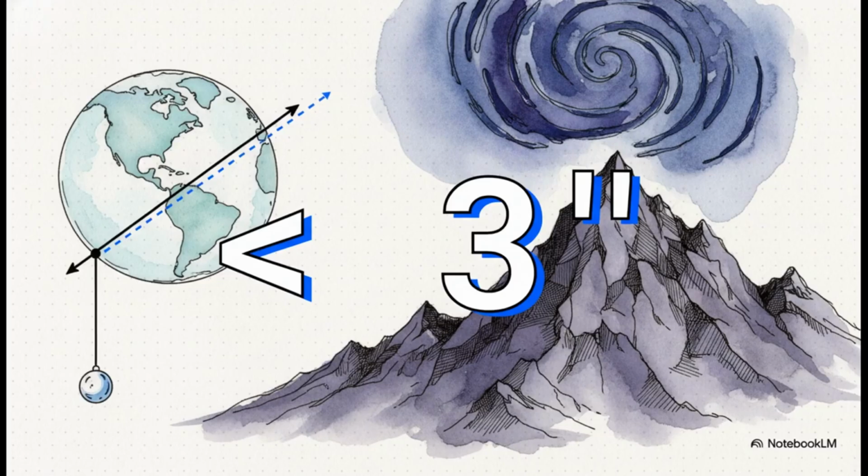So the angular difference between the true plumb line, which defines astronomical latitude, and the normal to the reference ellipsoid, which defines geodetic latitude, has a name. It's called the deflection of the vertical. And it's a direct measure of local gravitational anomalies. Its size is typically very, very small, usually less than 3 arcseconds.